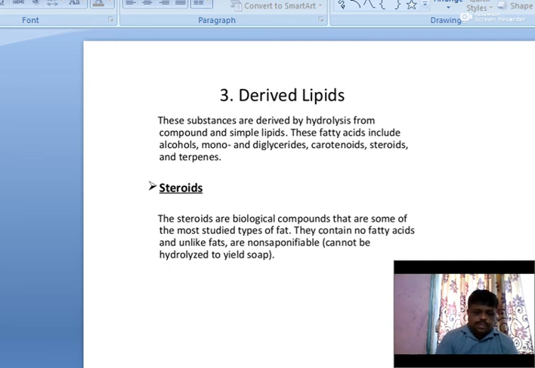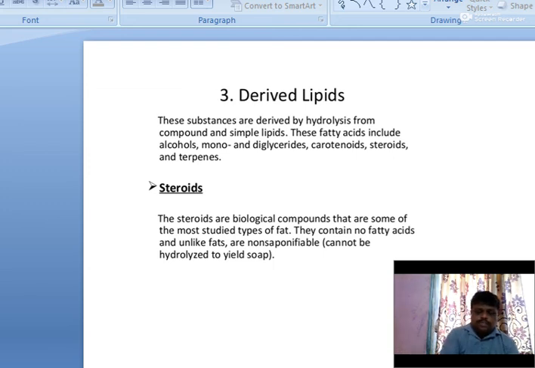Then we have studied types of lipids. You have studied the simple lipids. These simple lipids are the esters of the fatty acids with various alcohols. Okay, so when fatty acids are associated with various alcohols, these are known as the simple lipids. Then you have studied the compound lipids. Compound lipids are the esters of fatty acids containing other groups like the phosphate and the sugar, which are known as the phospholipids and the glycolipids.